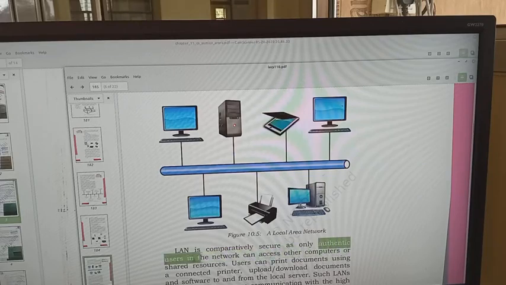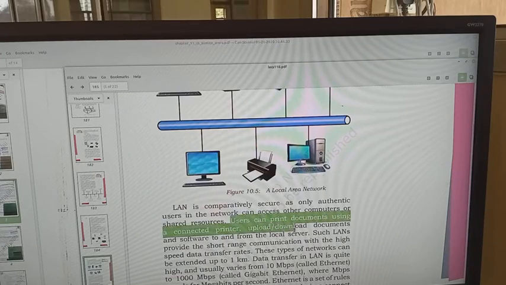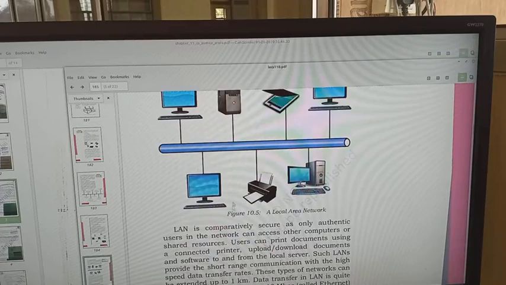The main advantage is that it is secure, only authentic users. Authentic means those users have the user ID and password. Only authentic users can access the network and the resources. Then the users can print a document using the connected printer, or download documents from the software and from the local server. Assume that this computer acts as a server, then all other systems can download documents from it or upload documents to this computer, and all other computers can take printouts using this printer. So this is the advantage of LAN, local area network.